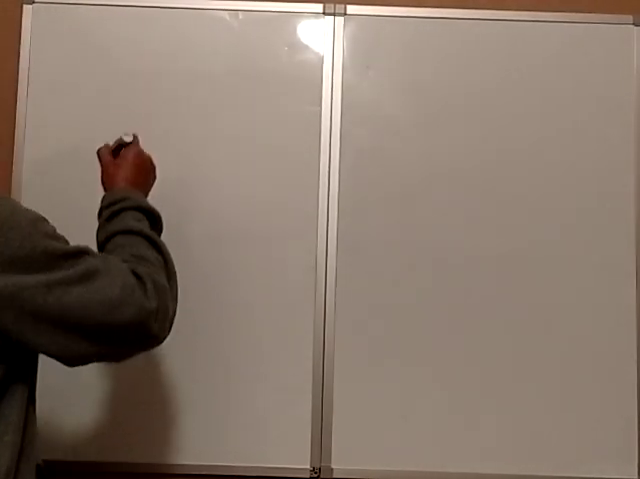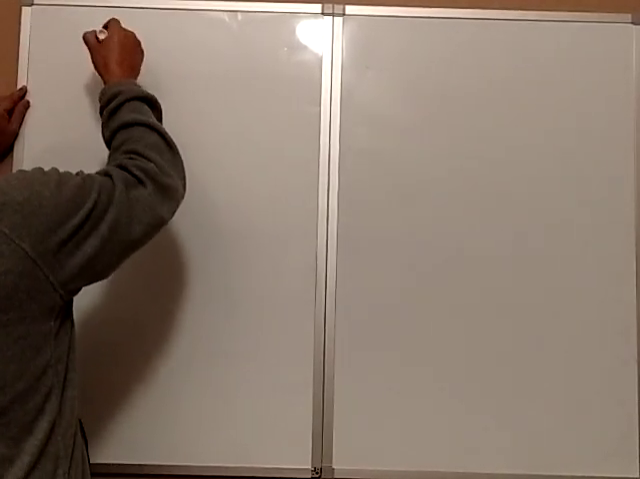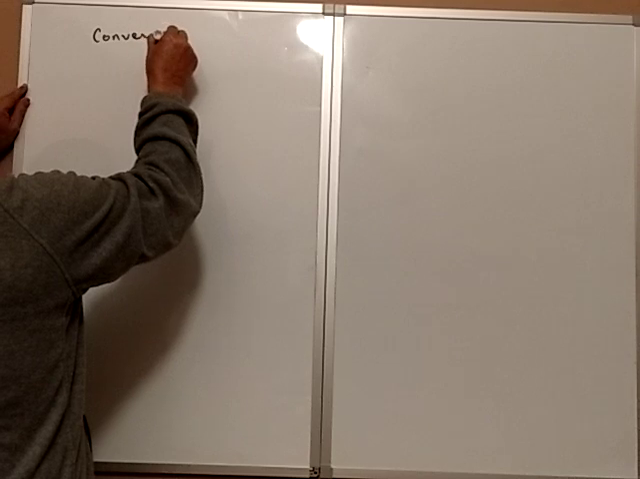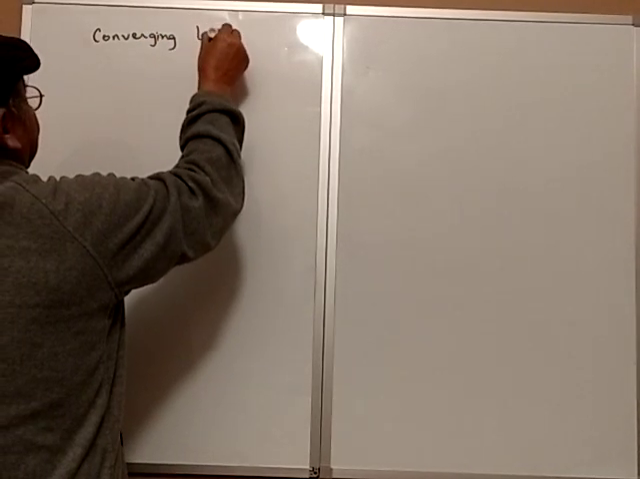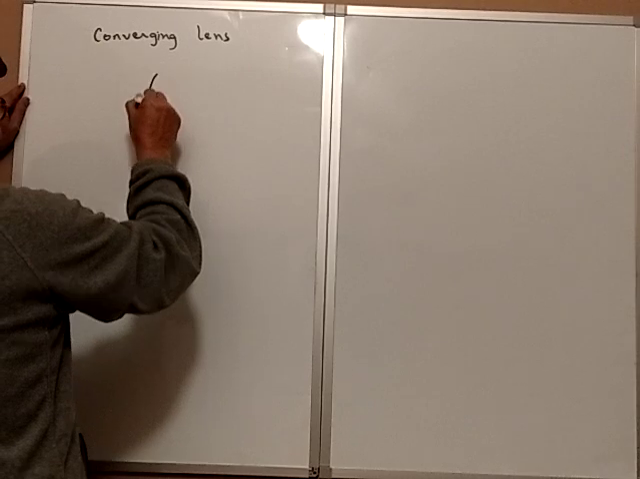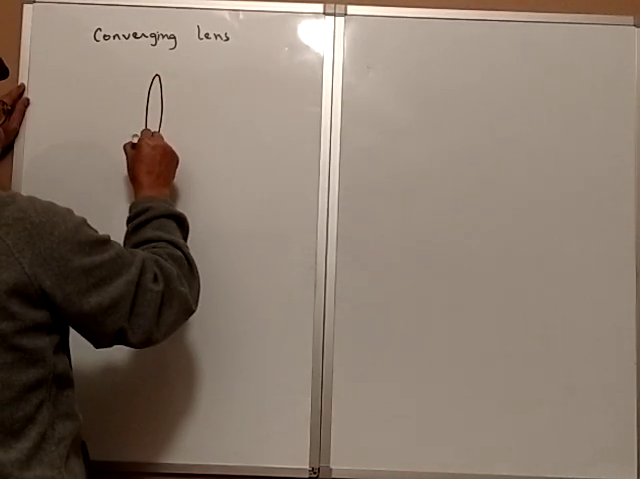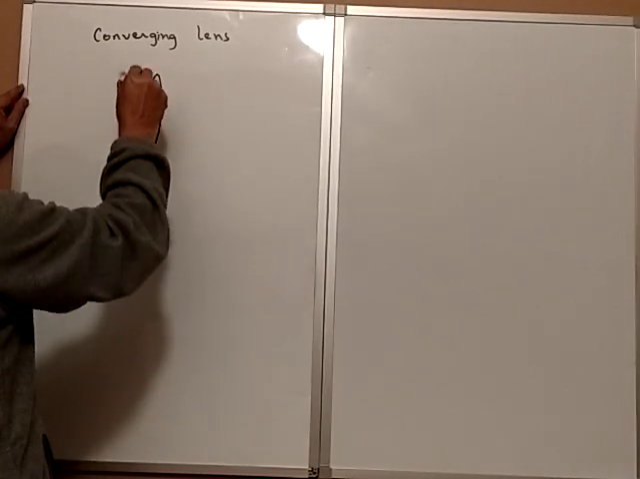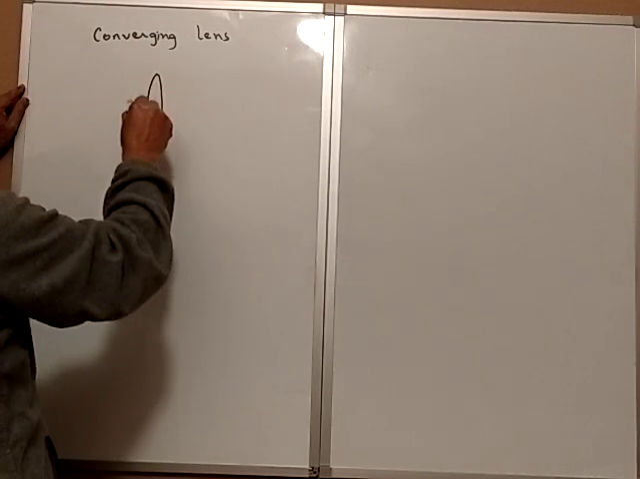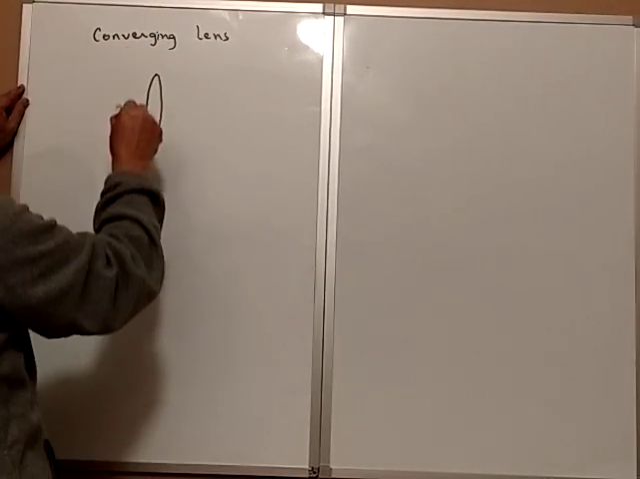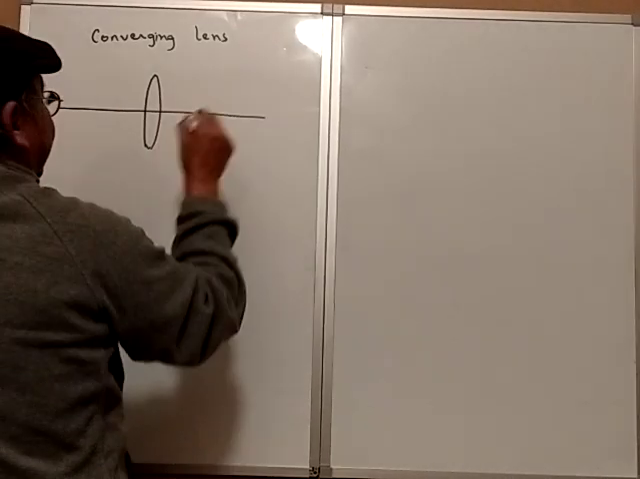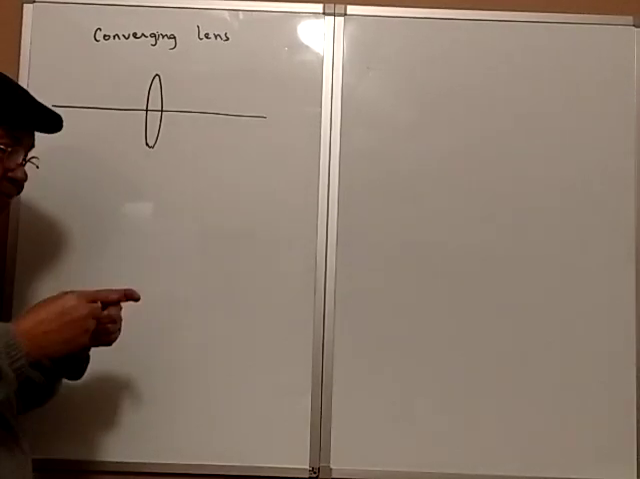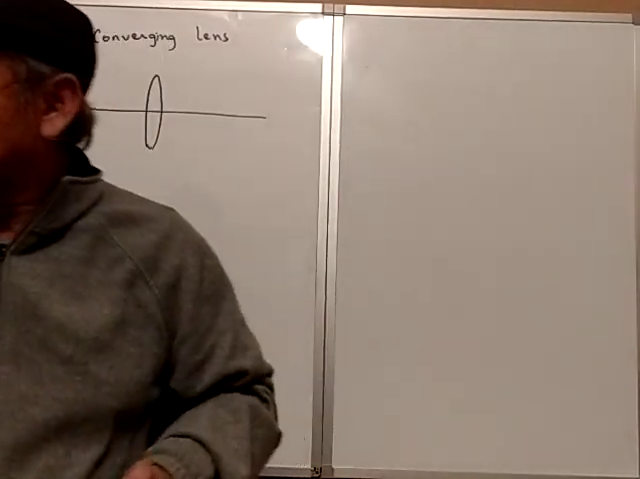So let me draw a converging lens first. Converging lens, then I draw it like this. The center I'm not going to draw because it's hard for me to draw, and that's the center going through the center of the lens, and this is what we call the axis of the lens. Okay, this is called the axis of the lens. Now, why do we call this a converging lens?